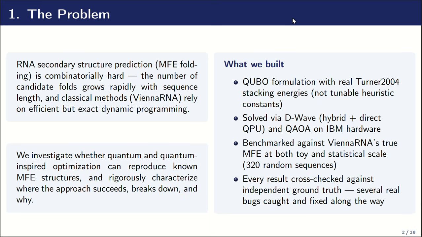The problem is RNA secondary structure prediction, figuring out how a strand of RNA folds back on itself into its minimum free energy shape, is combinatorially hard. The number of possible folds grows fast with sequence length. So classical tools like ViennaRNA solve this exactly using dynamic programming, but this doesn't translate naturally to quantum hardware.